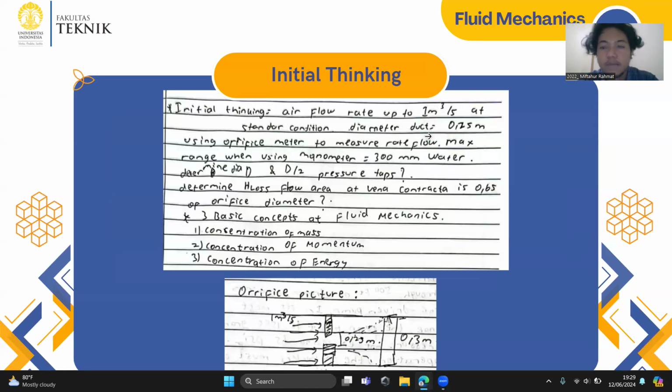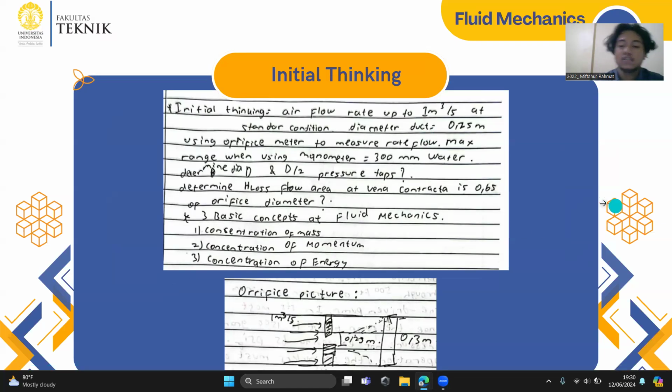0.65 of the orifice diameter. There are three basic concepts of fluid mechanics that we can use to solve all of these questions: the first is conservation of mass, the second is conservation of momentum, and the last one is conservation of energy. I have drawn the orifice picture like this so that we can understand it very well.